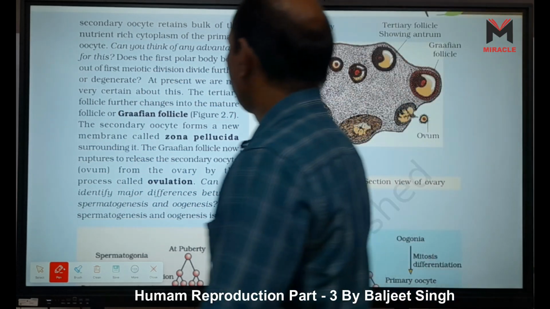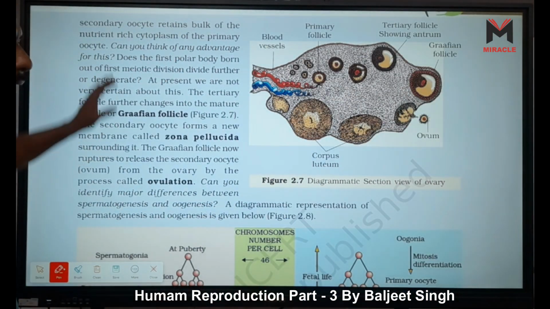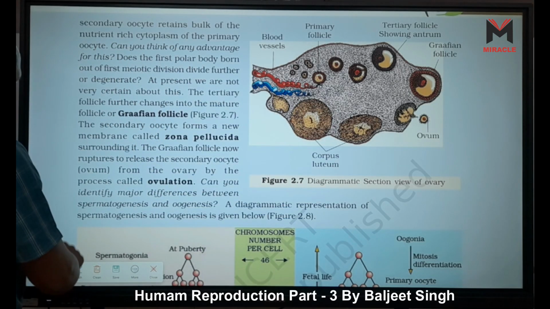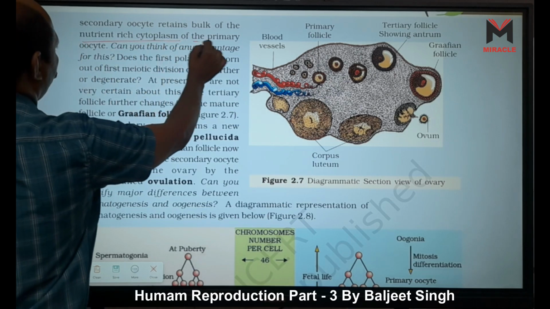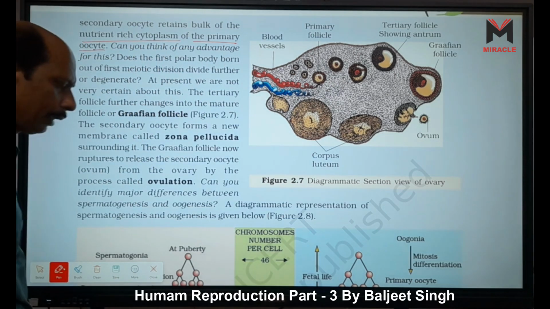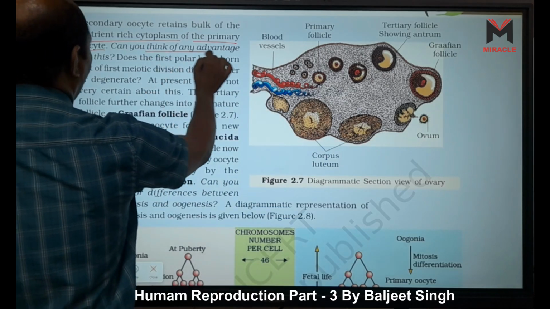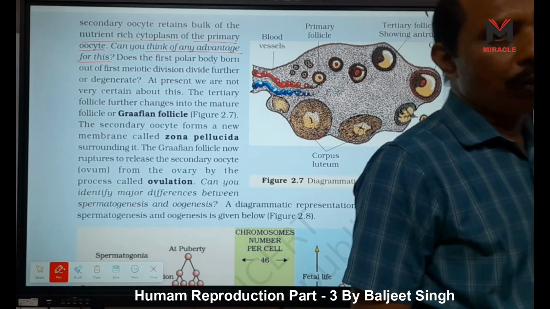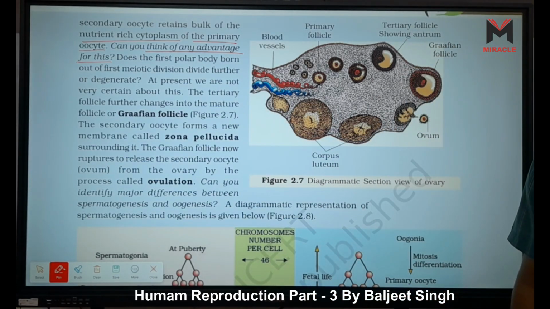The secondary oocyte retains the bulk of the nutrient-rich cytoplasm because it has more cytoplasm. Due to the unequal division, it retains the bulk of the nutrient-rich cytoplasm of the primary oocyte, right? Can you think of any advantage for this? What is the advantage for this?